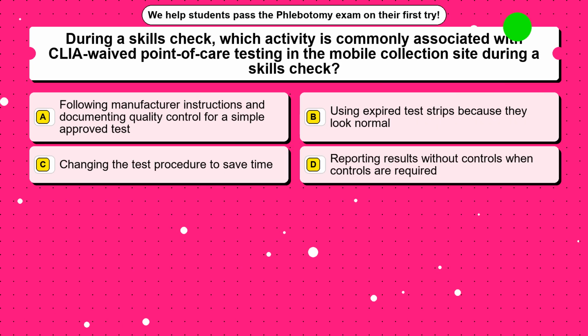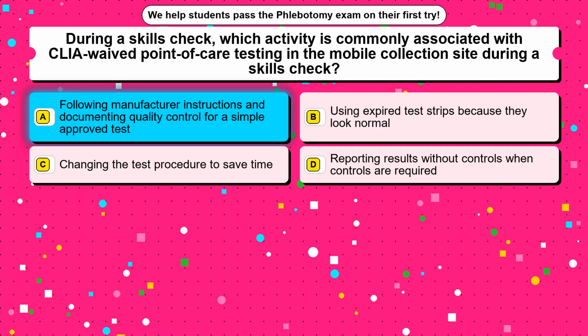Question 99. During a skills check, which activity is commonly associated with CLIA waived point of care testing in the mobile collection site during a skills check? Option A. Following manufacturer instructions and documenting quality control for a simple approved test. Option B. Using expired test strips because they look normal. Option C. Changing the test procedure to save time. Option D. Reporting results without controls when controls are required. The correct answer is option A. Following manufacturer instructions and documenting quality control for a simple approved test.